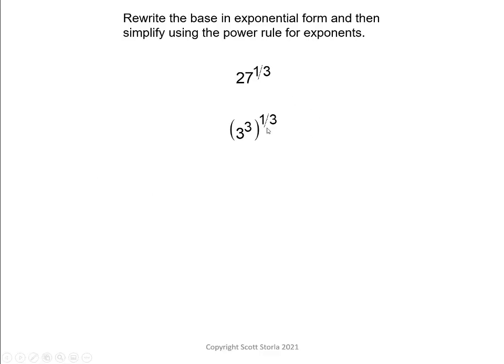Notice I still have an exponent of a third. Then, by the power rule for exponents, I can multiply 3 times a third, and that would give me 1. Last, we don't write exponents of 1, and so this would just simplify to 3. So 27 with an exponent of a third can be replaced with the number 3. Try this one.